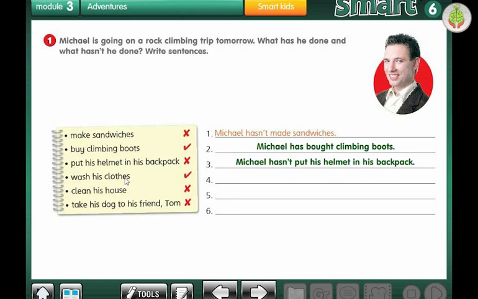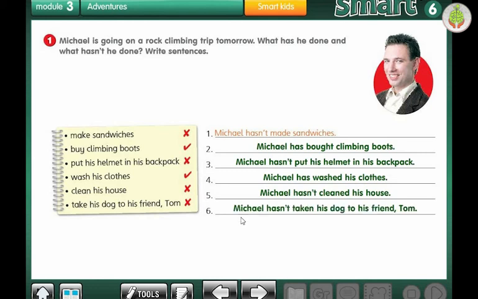Wash his clothes. Michael has washed his clothes. Clean his house. Michael hasn't cleaned his house. Take his dog to his friend Tom. Michael hasn't taken his dog to his friend Tom. Very good. So please write it down in your book.